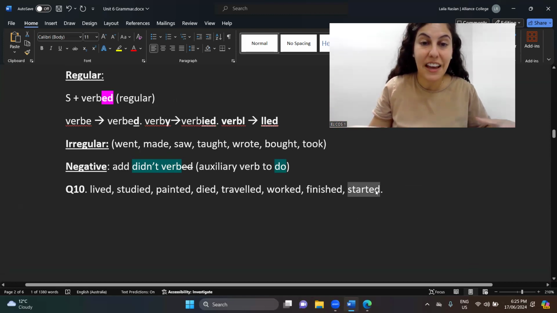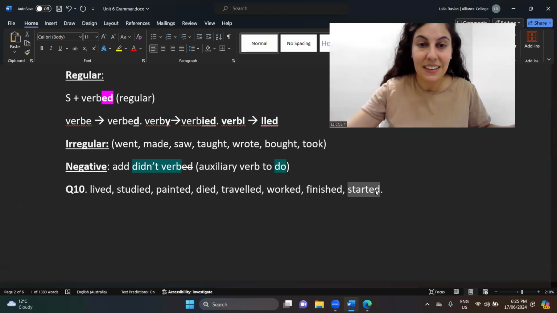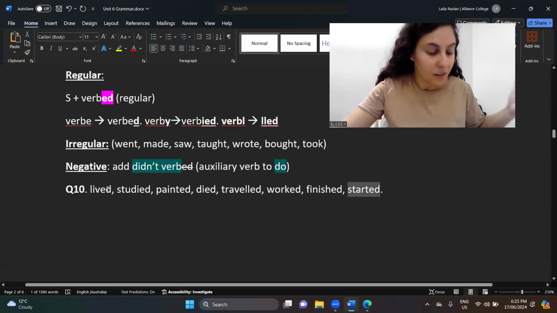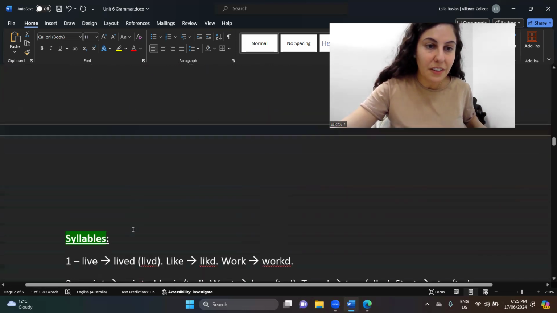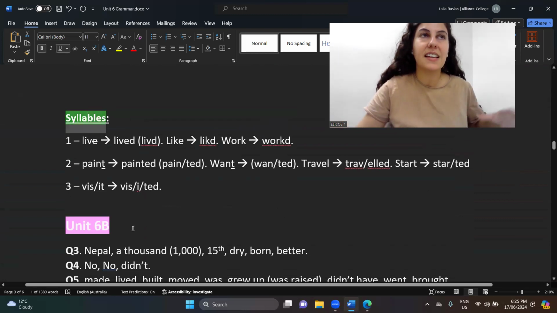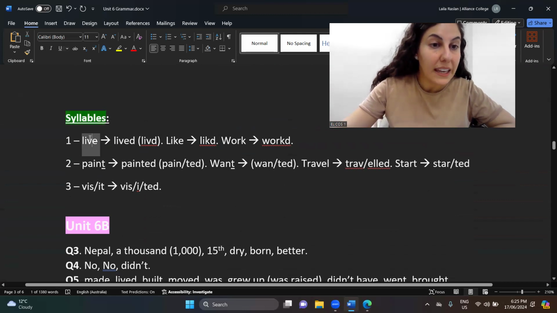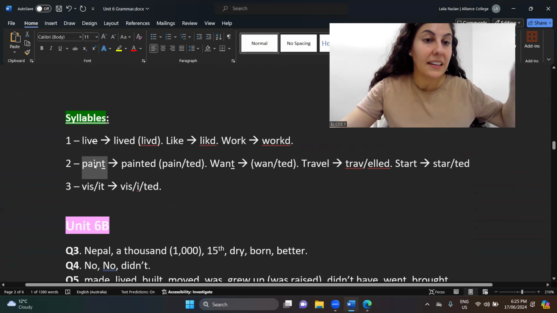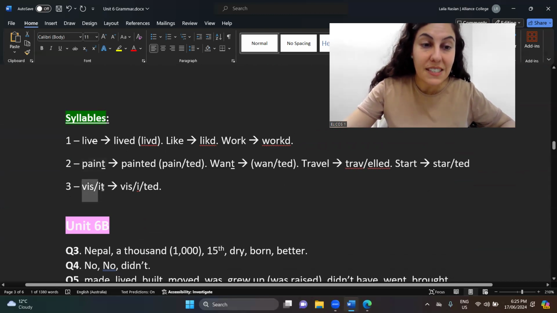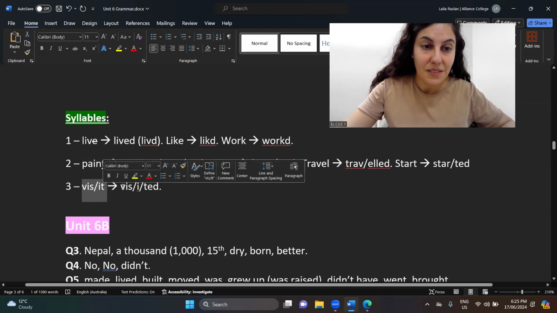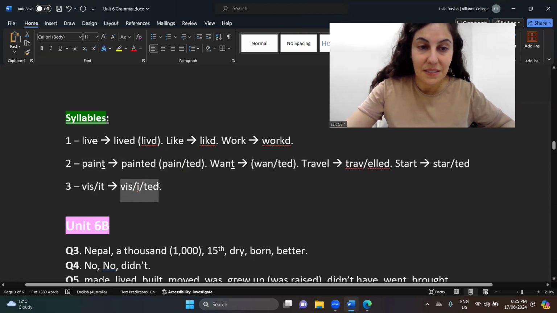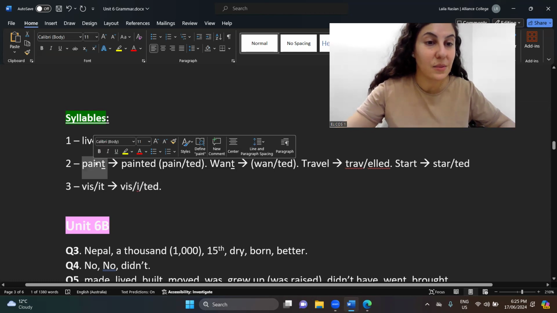Let's talk about pronunciation. How do we pronounce the ending of these verbs, if it's regular or irregular? So if we have a look here, it depends if there's a syllable, which means how much sound does the word have. So for example, live just has one sound, live. But if I say the word paint, that's 2 sounds, paint. Or if I say visit, that's 3 sounds, visited. Sorry, paint is one word, but when I put it in the past, painted.